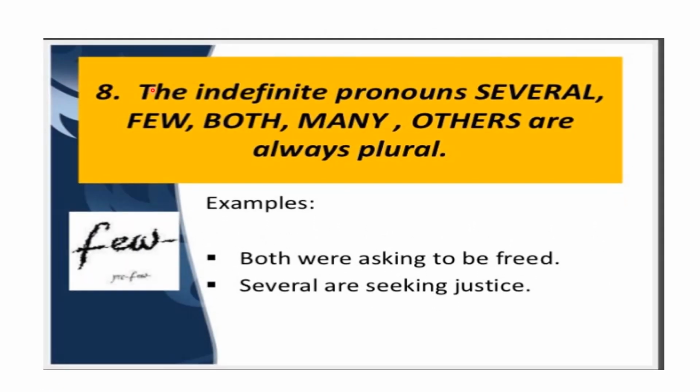The eighth rule: the indefinite pronouns several, few, both, many, others are always plural. Look at the following examples. Both were asking to be freed. Here you have to use the plural verb. Several are seeking justice. Here again, this is the plural verb. So the rule says that if the indefinite pronouns several, few, both, many, others are in a sentence, then the verb is always plural.